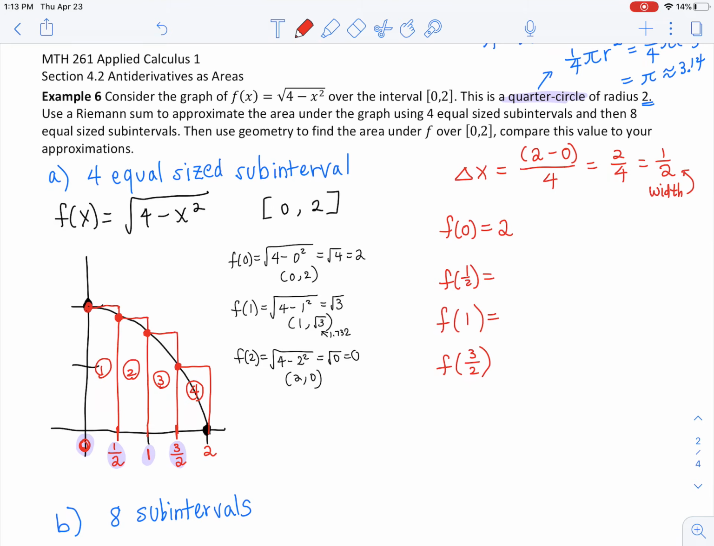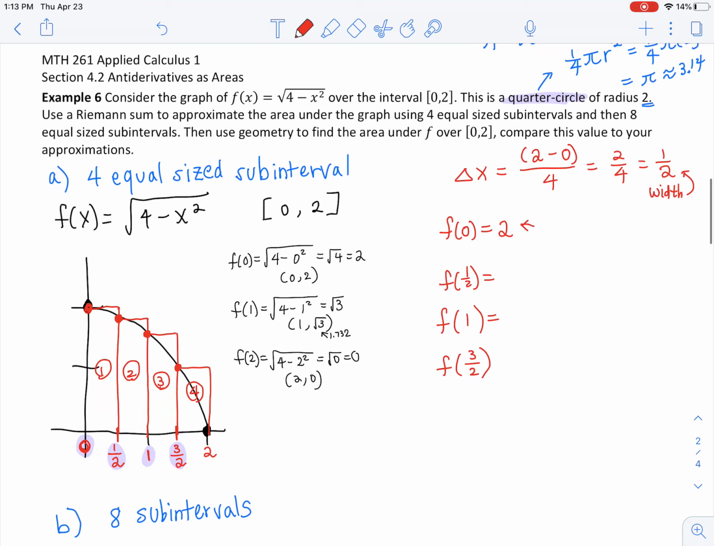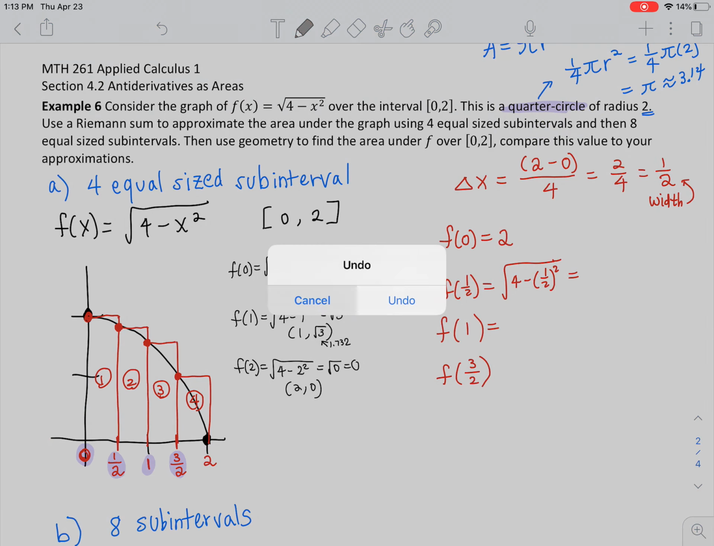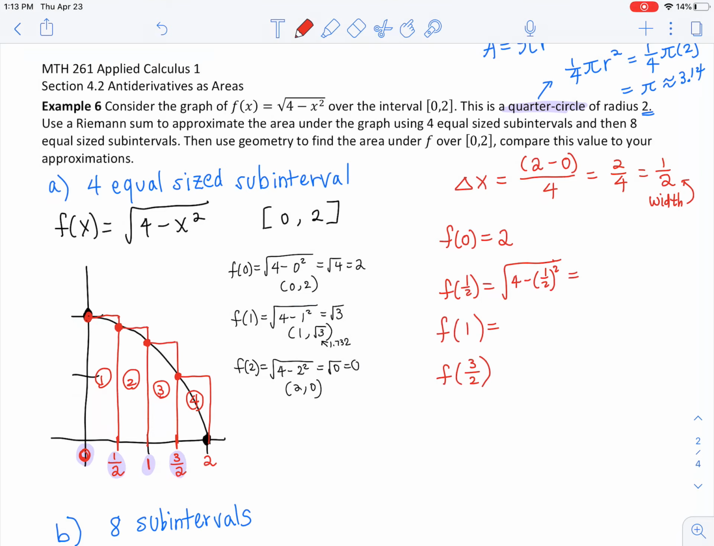Why not? Because do I have a rectangle to the right of it? No, I don't. So I don't need that. I just need to evaluate these values because these are going to give me the heights of each of these rectangles, okay? So let's plug in f of 0. We got that to be 2, right? Didn't we plug that in and got 2? So this is the height number 1. This is the first height.